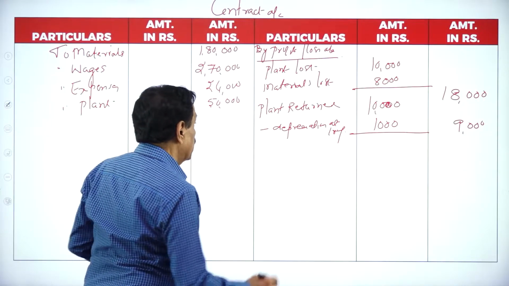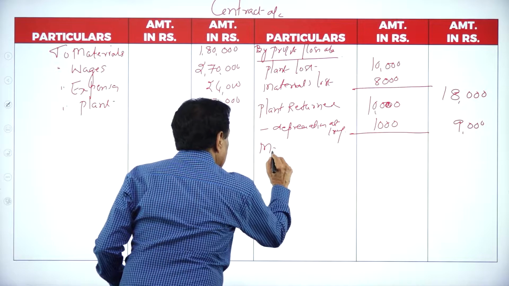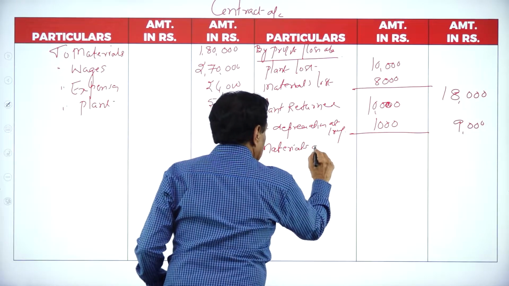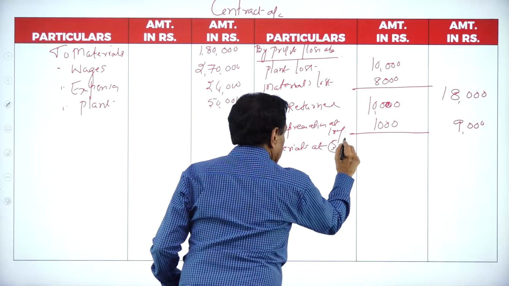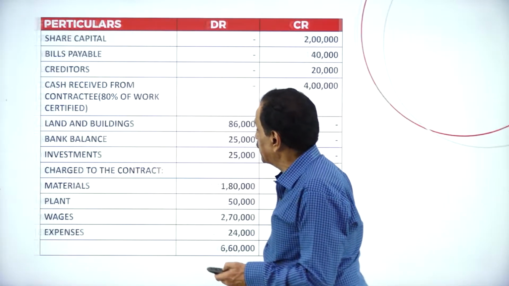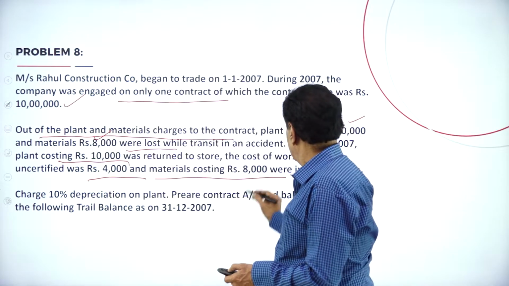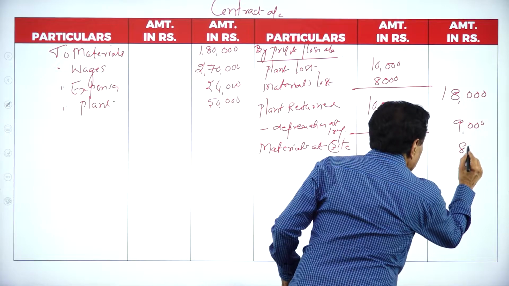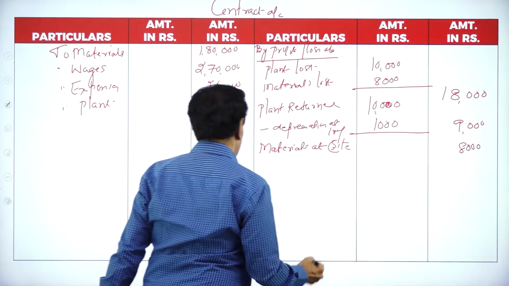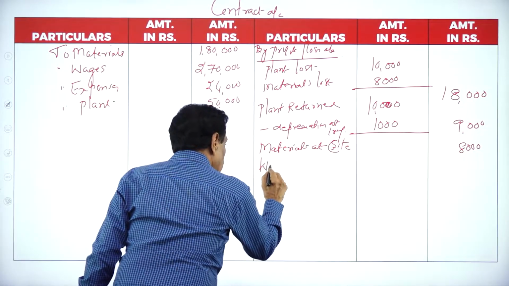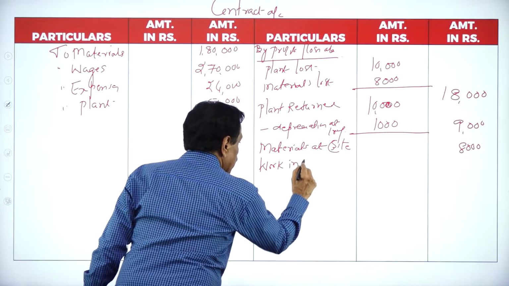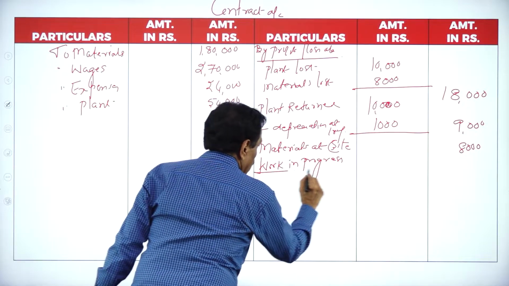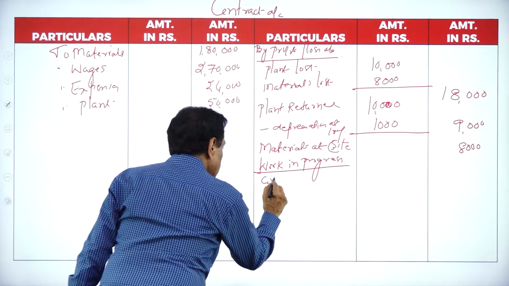Materials on hand. Materials at site. Material at site 8,000. Then work certified, work in progress. Underline this. Work certified.